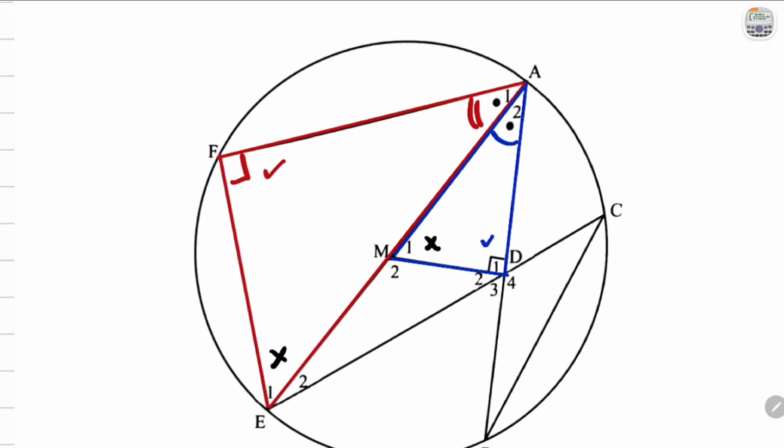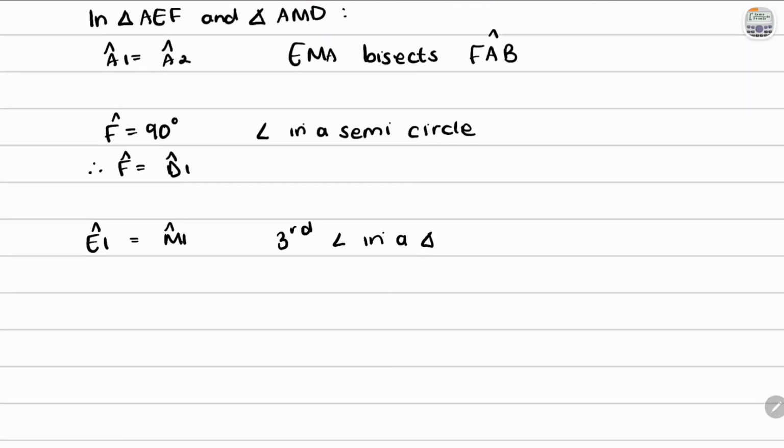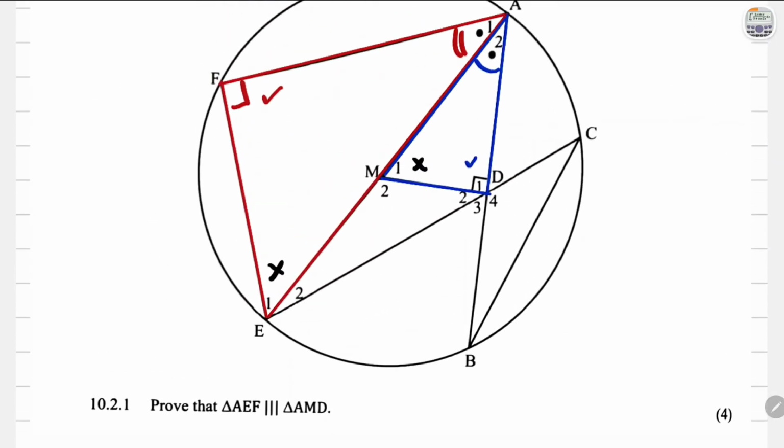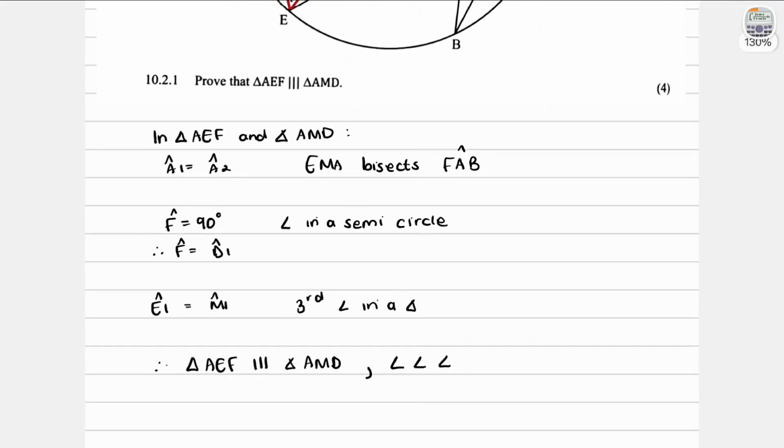Then the third angle that we have is angle E1, which is by default equal to angle M1 because of the sum of angles in a triangle, or you can call it the third angle in a triangle. Since we have these three angles equal, it proves that triangle AEF really is similar to triangle AMD. And our reason, of course, is angle, angle, angle. Three sets of angles are equal in each triangle. Moving on to the next question.